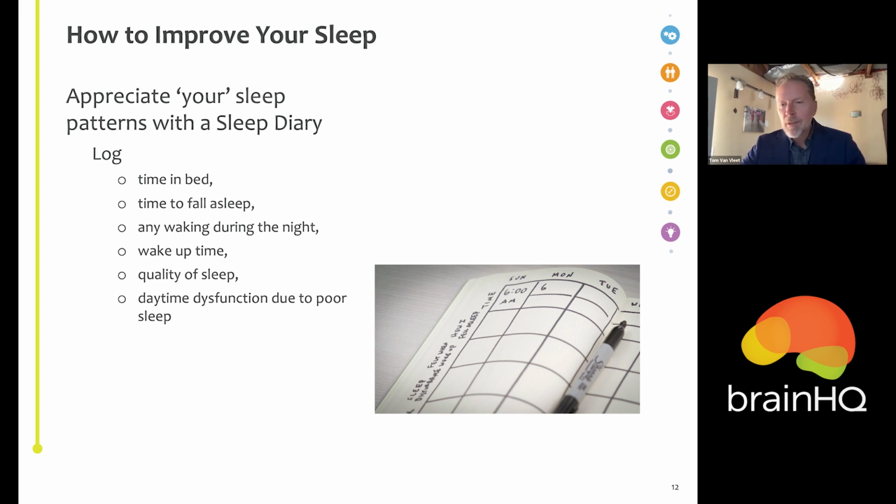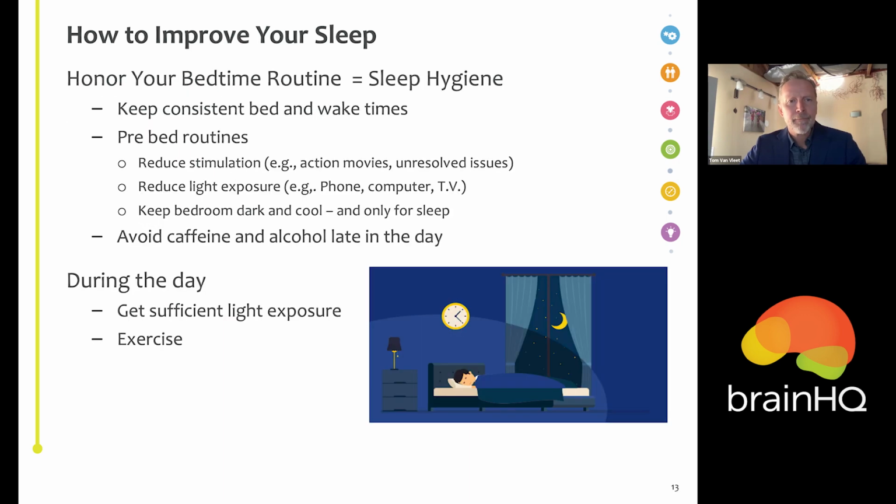Upon waking, you may ask yourself, do I feel rested? What was the quality of my sleep? And then, as you go to bed the next night, you can answer the question: did I have any daytime dysfunction due to a poor night's sleep, and how did that affect me? Then track this over a course of 7 to 10 days to establish a consistent pattern, and decide where you may make incremental changes in various aspects of what is known as sleep hygiene, which I think is the next slide here.